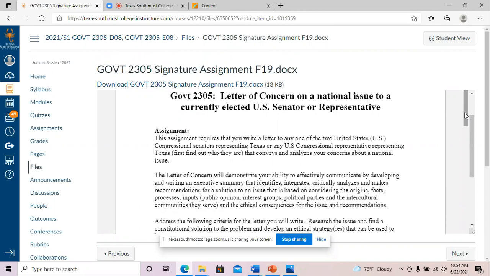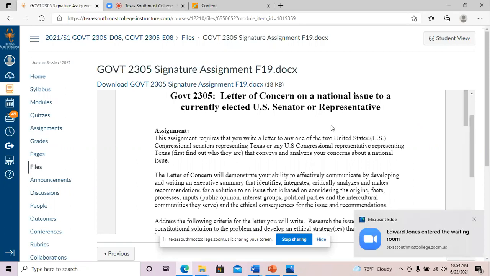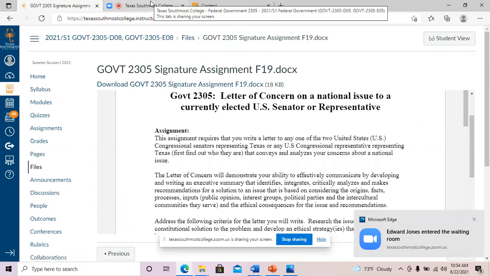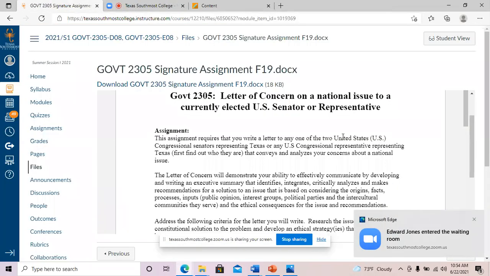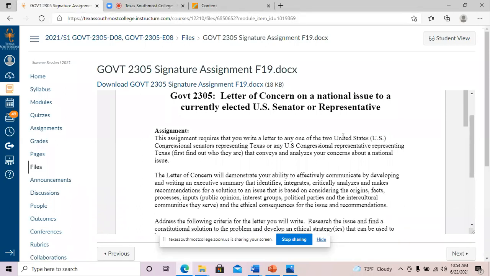So the assignment requires that you write a letter to any one of the two United States senators representing Texas, or any U.S. congressional representative representing Texas. Okay, hold on. Let's see. And then of course it says, find out who they are. So what you're going to do is pick a member of the Congress, either your two U.S. senators or a U.S. representative that represents Texas.